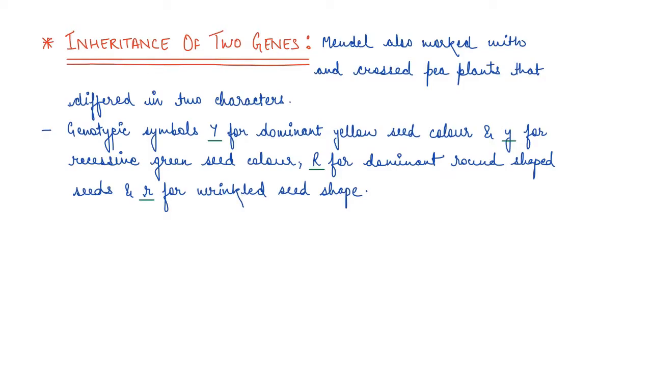So in today's video, we are going to start with inheritance of two genes. We are right now studying the unit genetics and the very first chapter of it, which is principles of inheritance and variation. We have already covered inheritance of one gene, and in the last video, we covered the different laws of inheritance. I hope you are able to understand all these videos.